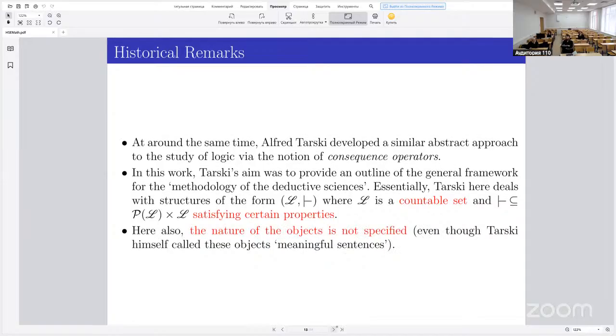Anyway, here also notice that the nature of the objects is not specified. He simply dealt with a countable set, no structure, nothing, just elements. Even though Tarski himself called these objects meaningful sentences, this is just a suggested terminology; the formal result is not dependent on it. Okay.